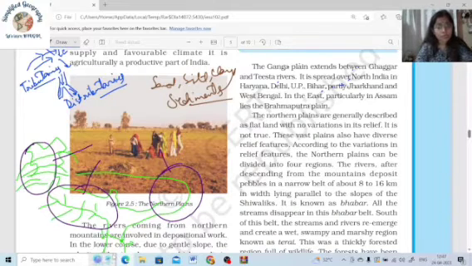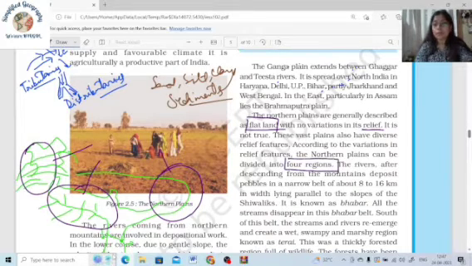Are we clear up to this? Let us come to the further part. The northern plains are generally described as flat land with no variation in relief. This is not true; these vast plains also have diverse relief features. How come? Let us see. According to the variation in relief features, the northern plains can be divided into 4 regions.